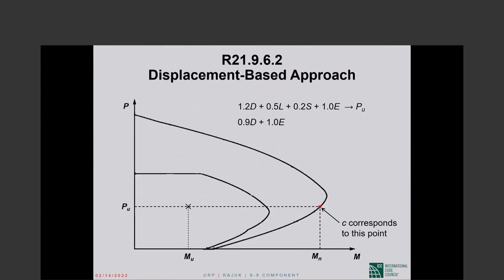So the first and basic thing is whether it's a column or a shear wall, the higher the axial load applied to it, the larger the neutral axis depth. Okay, the higher the axial load is compared to the bending moment, the larger the neutral axis depth. And in the extreme, if there is no moment, only axial load, then the neutral axis depth is infinity. You have uniform compression.